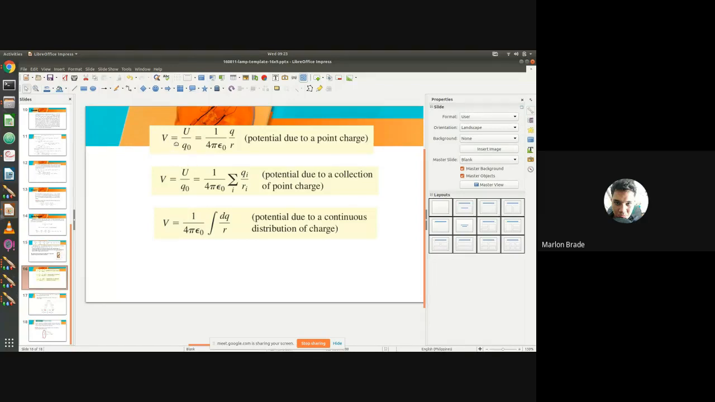So the electric potential, or the potential energy per unit charge, is equal to 1 over 4 pi epsilon naught times Q over r. We already discussed this earlier. What if we have a collection of charges? Then the potential is just equal to 1 over 4 pi epsilon naught times the summation of q_i over r_i. This is the case for discrete charges. What if the charge is a continuous charge distribution? Then the potential is just equal to 1 over 4 pi epsilon naught times the integral of dq over r.